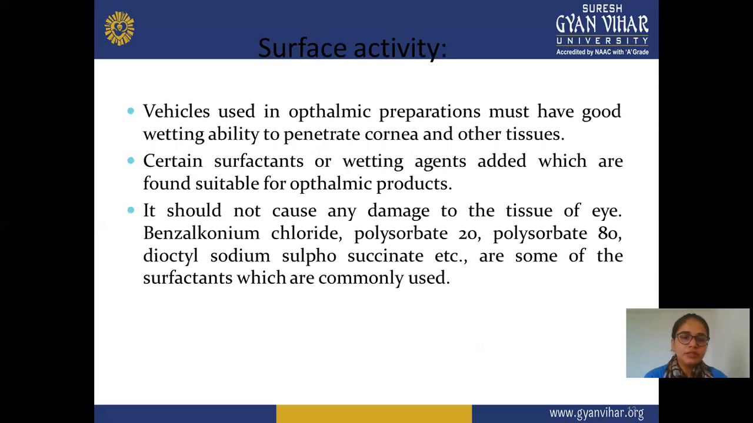Next is surface activity. The vehicle used in an ophthalmic preparation must have a good wetting ability to penetrate the cornea and other tissue. This means that if we are using some ingredient in a formulation, for example in a suspension, not only suspension but all types of formulation have some particles. So these particles must have suitable wettability. When you administer the formulation, it can easily wet and penetrate into your eye, maybe in the cornea or any other tissue of your eye.